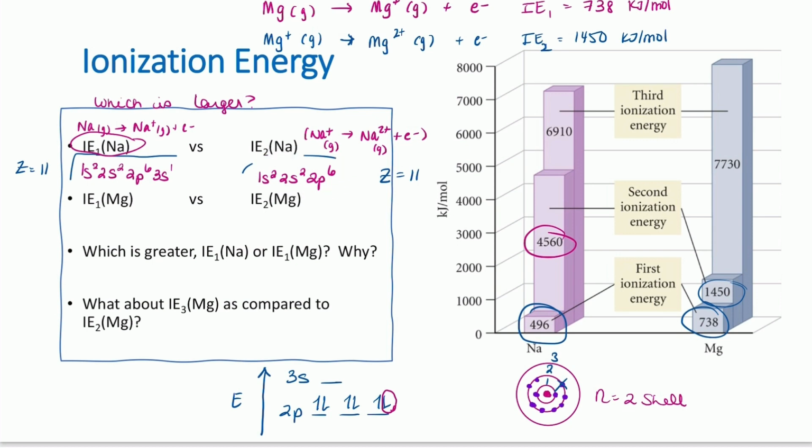First, let's think about answering the question. Which one's larger? IE2 will be larger. It's always going to take more energy to remove the second electron, no matter what. It's always just going to take some more energy. But why do I see such a discrepancy compared to the sodium?